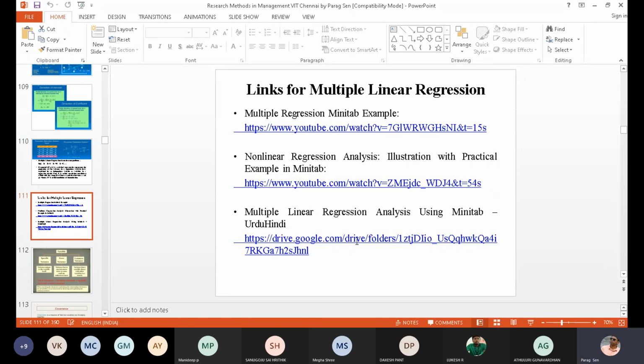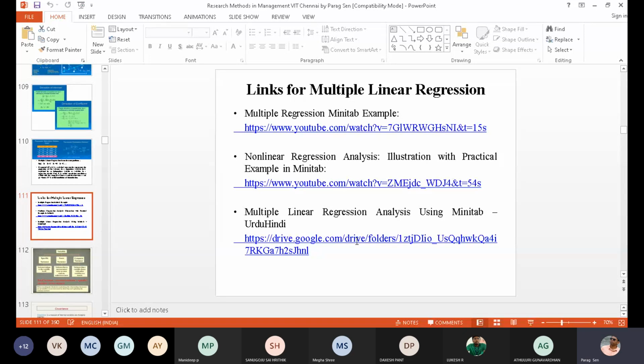But for your examination purpose, I can tell you that Minitab is not required, because in the examination only conceptual questions will be asked. So there is no need to do analysis using Minitab.